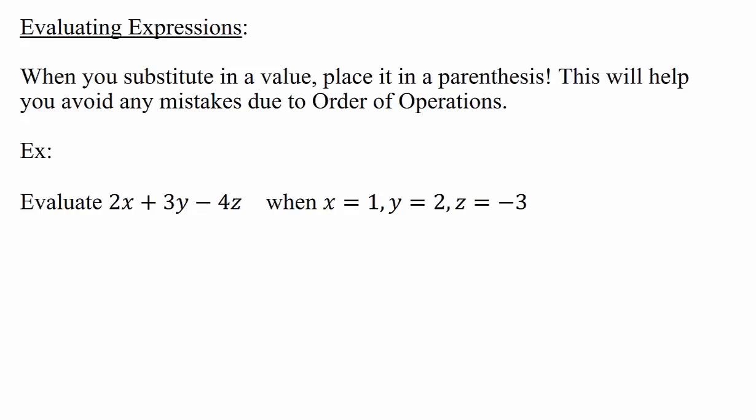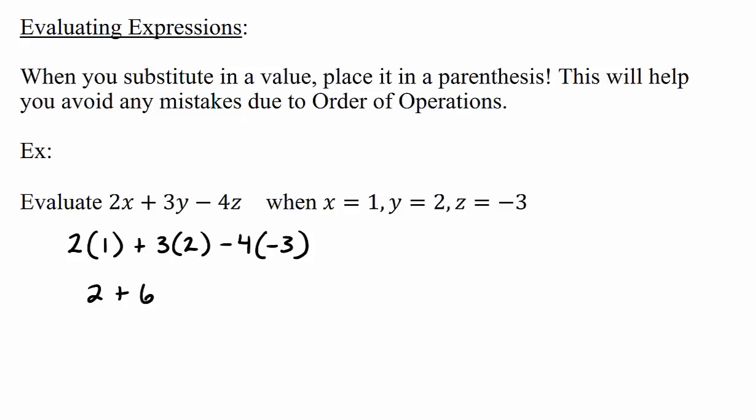So let's look at our first example here, where 2x plus 3y subtract 4z at these x, y, and z values. First, I'm going to substitute in my values for x, y, and z, and I'm going to do that by placing each of them in parentheses. Now, maybe you think that it doesn't help you with these first two, right? 2 times 1 is going to be 2, and 3 times 2 is going to be 6.